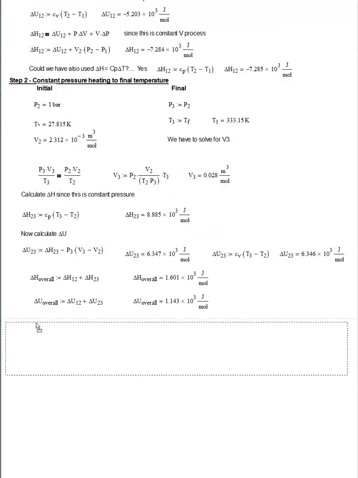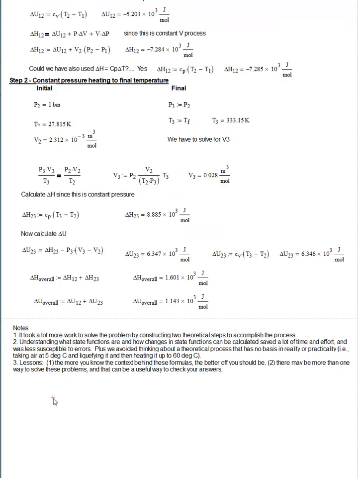And so this brings up some notes that I want to go over. It took a lot more work to solve the problem by constructing the two theoretical steps that your book did to accomplish the same process. It also introduced some ambiguities and questions that we had about air liquefying. But if we understand what state functions are and how changes in state functions can be calculated, we were able to save a lot of time at the beginning of working this problem.